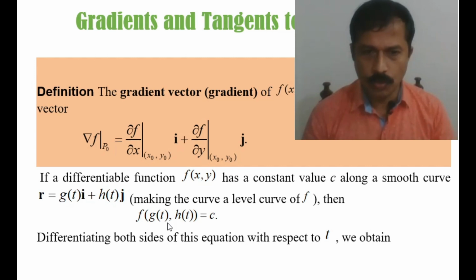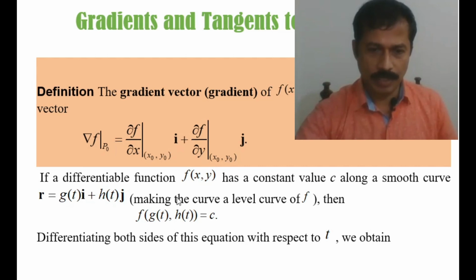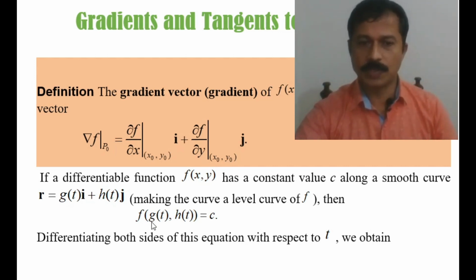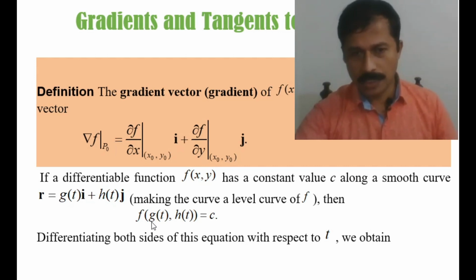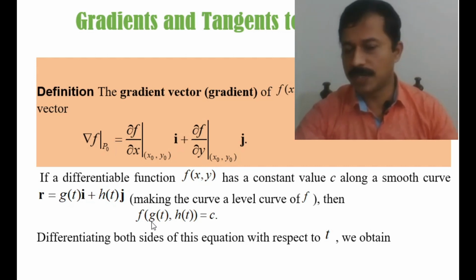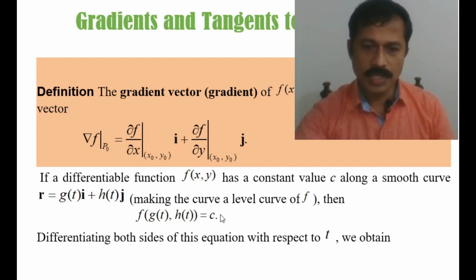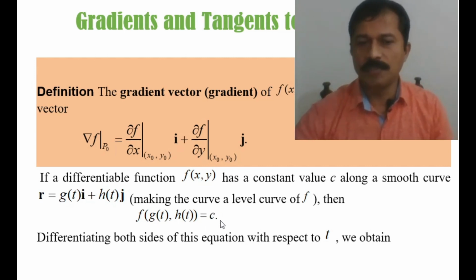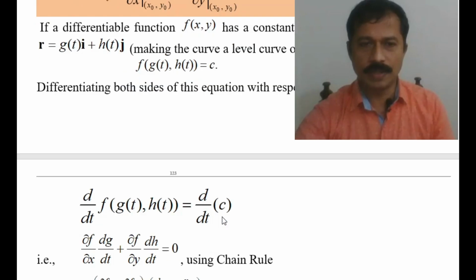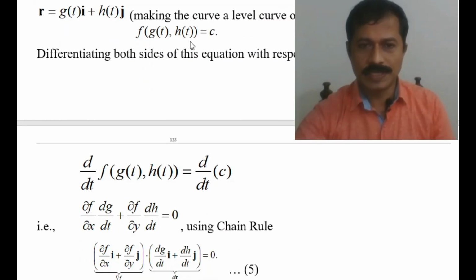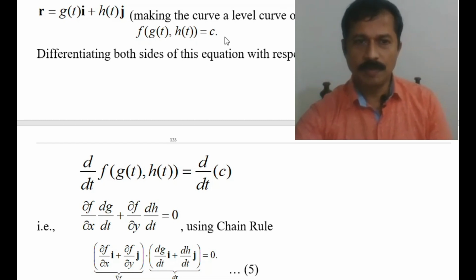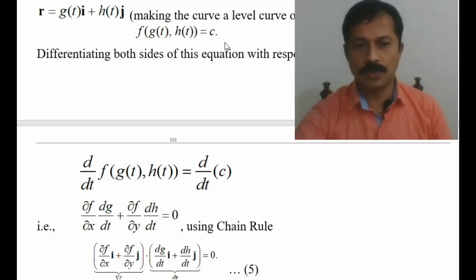Now what we are going to do is this. Our f here is a function of t. Looking at the left hand side, it simplifies to a function of t, and we differentiate that function with respect to t. At the same time, we also take the differentiation with respect to t on the right hand side, where it is a constant, so its derivative will be 0. Now in order to differentiate f of g of t, h of t equal to c, we have to use the chain rule.